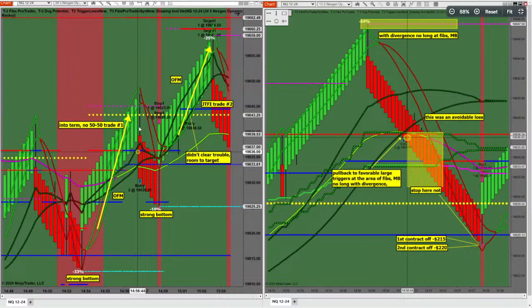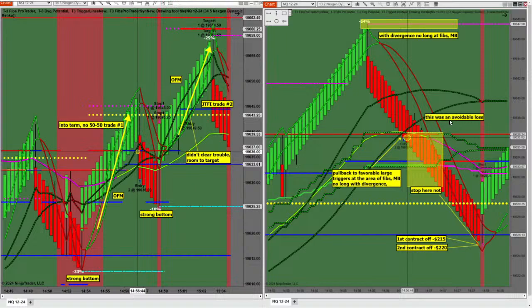50-50. And not just 50-50 on one area, Steve. 50-50 on 1, 2, 3, 4 areas. You're hoping for 4 areas to break from the highest area. And they absolutely slaughtered you. So this is where I remind again, with divergence no long at fibs, mid-band, you did it. It was an avoidable loss.